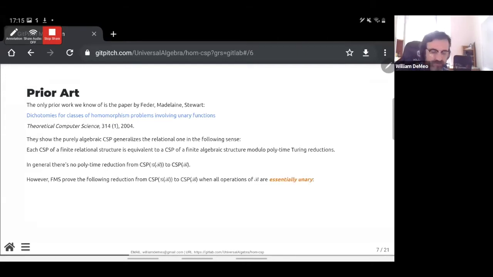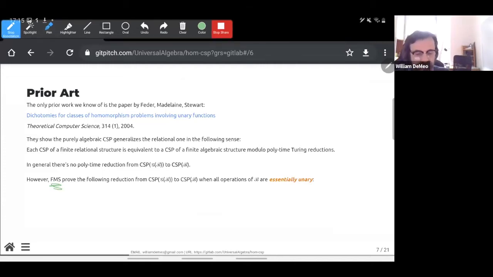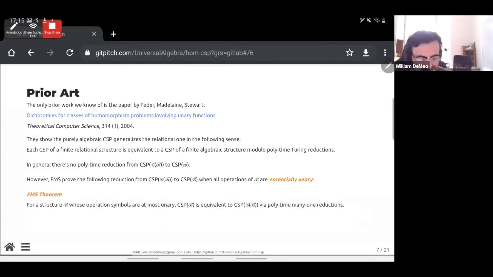Okay, I'm going to use this abbreviation for the duration of this talk. FMS refers to Feder, Madelaine, and Stewart. They prove this reduction from the CSP of the graph of B to the CSP of B when all operations of B are essentially unary. Okay, so their theorem, which I'll call the FMS theorem, says that for a structure B whose operation symbols are at most unary, the CSP of B is equivalent to the CSP of the graph of B by polynomial time many-one reductions. So for this one, they actually achieve this many-one reduction result.